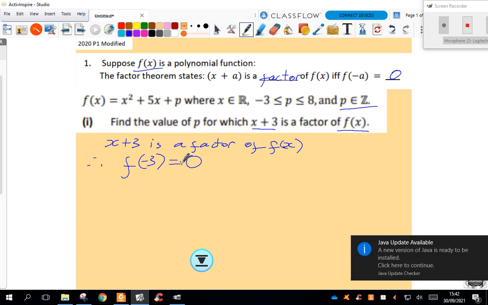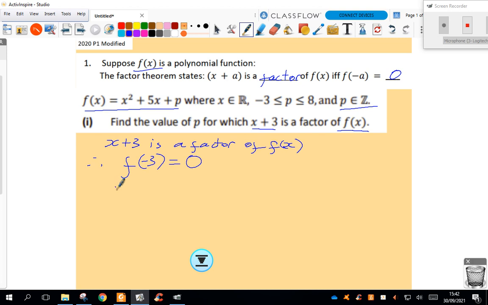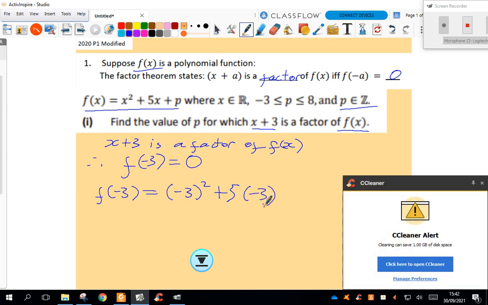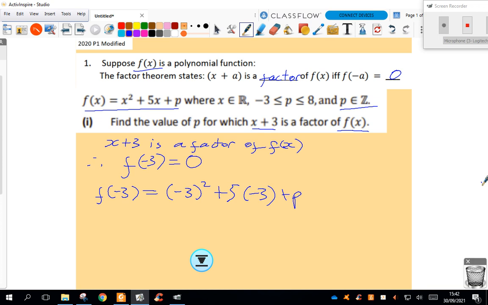So what I'm going to do is I'm going to plug in negative 3 into my function here, and f of negative 3 by my rule for my function would be the square of negative 3. Make sure to include brackets, plus 5 times negative 3 plus p. And we know that has to equal to 0.